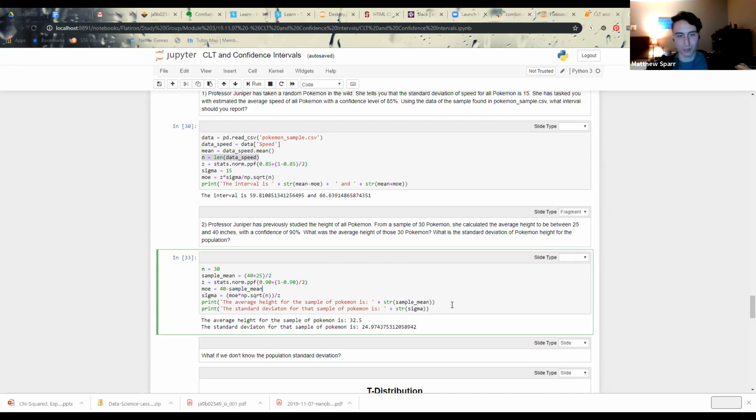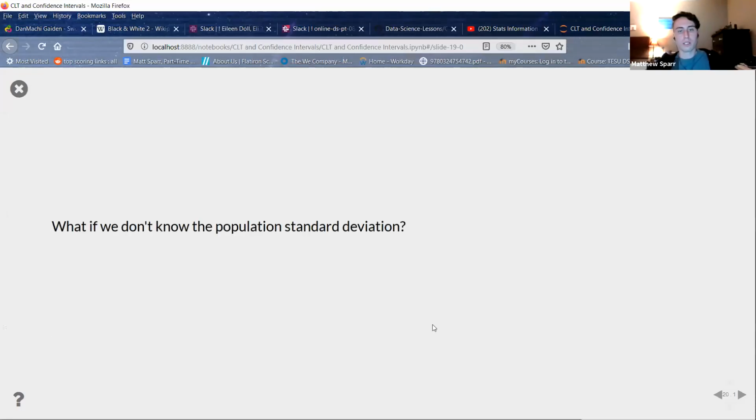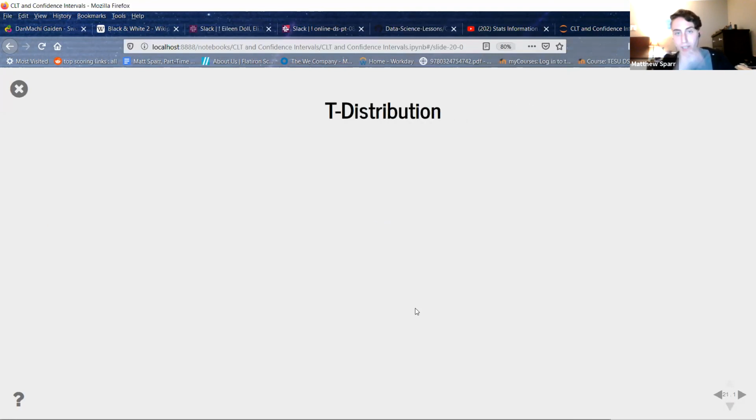All right, so I will go ahead and share my screen again and we can move on to the next part here. In those cases, we knew the population standard deviation. But if you think about it in real life, when would we ever know the population standard deviation but not know the population average? Doesn't really make sense. So in real life, most of the time you don't know the population standard deviation and you instead only know the sample deviation. So in that case, you have to use what's known as a t-distribution.